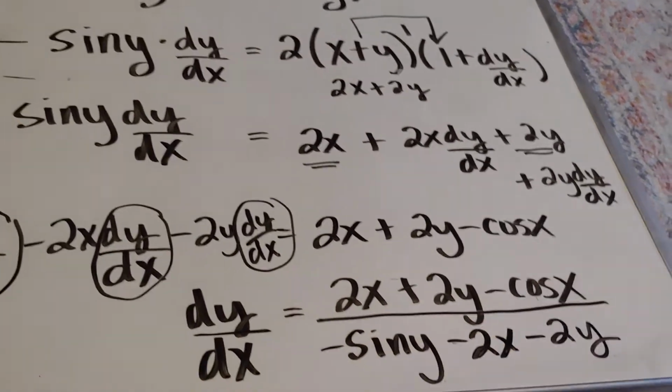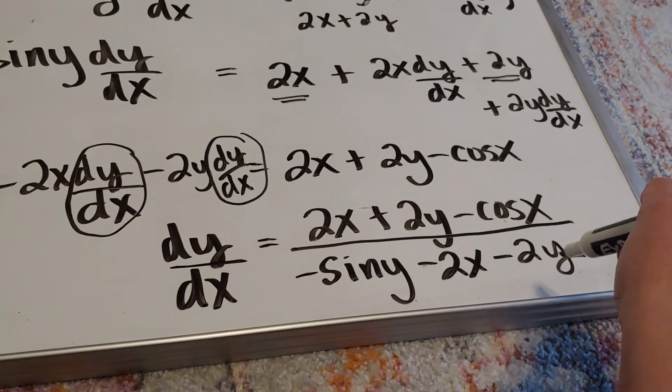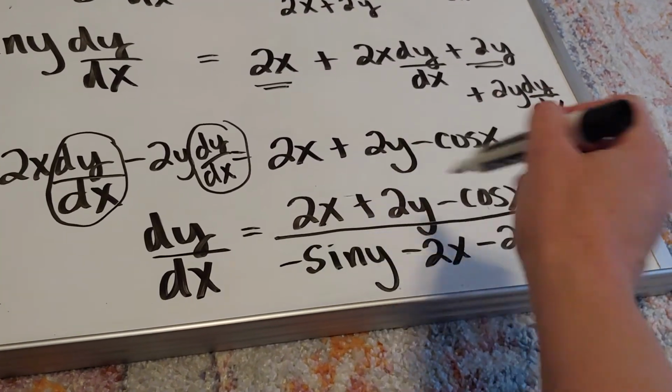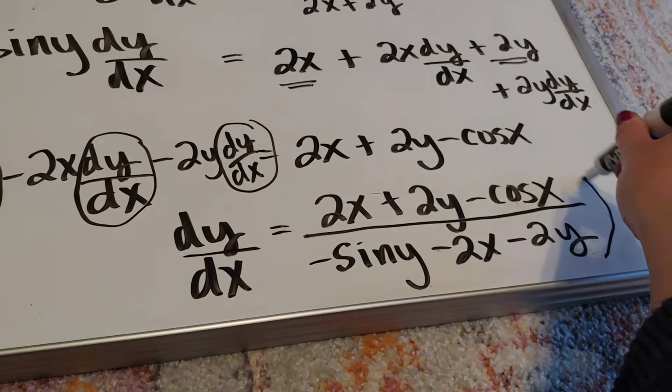You're going to be tempted to cross stuff off. You actually can't, okay? All of these pieces are married together. All of these are married together. So that's our answer. Okay.